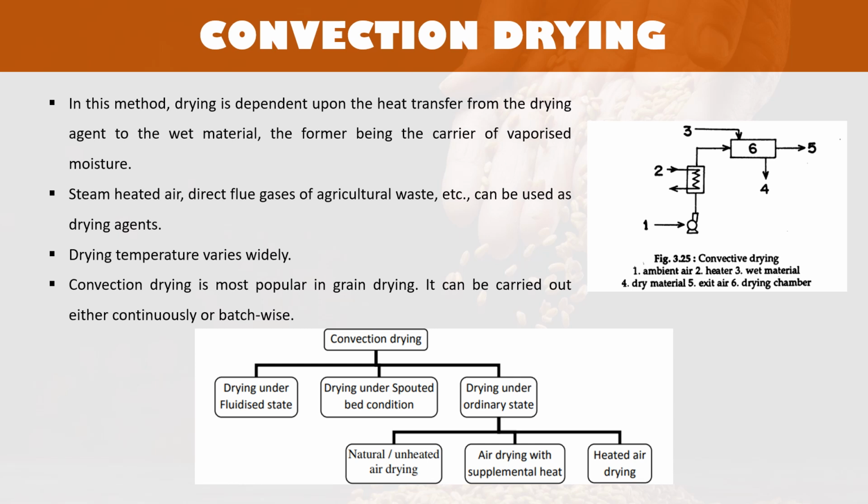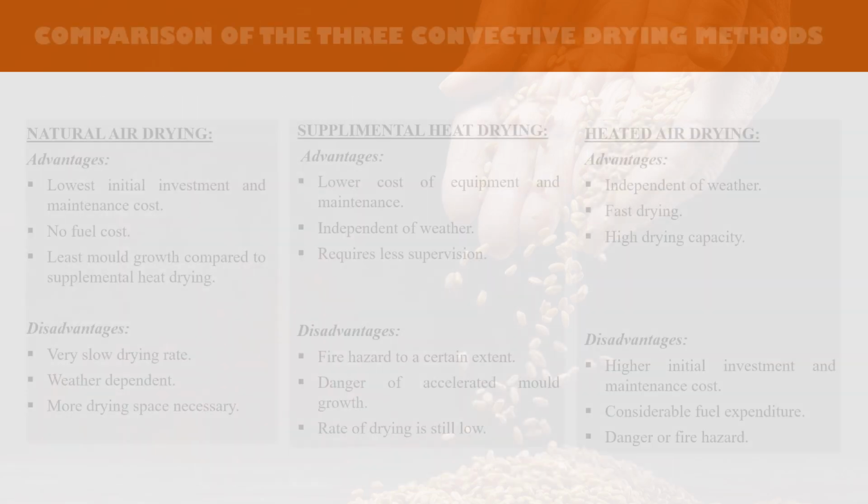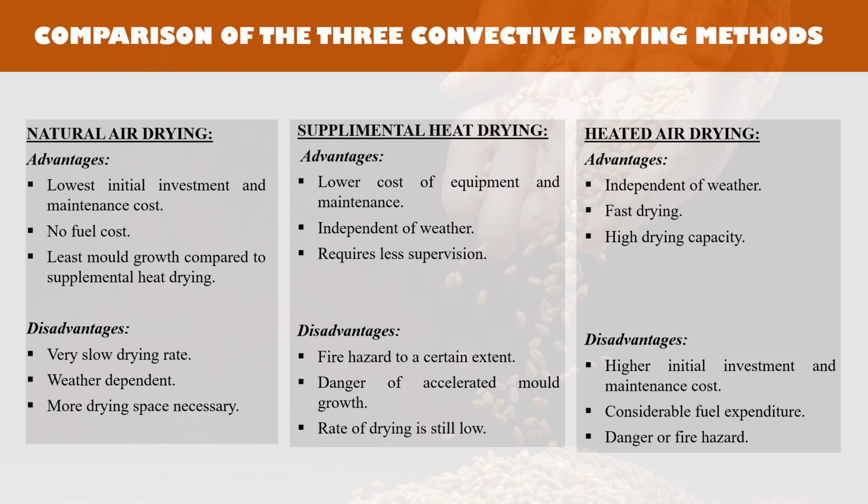Convection drying is done under the fluidized state, under the spouted bed condition, and under ordinary state. Under ordinary state, we can use the natural or the unheated air, the air heat drying with a supplemental heat, or using of heated air drying. The basic comparison of these three convective drying methods are given here.